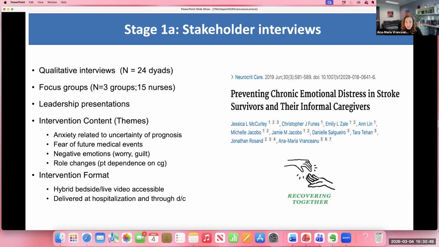We also landed on an intervention format that would be hybrid, so that we would start at bedside. If you think about it, we were working with dyads going through a traumatic event, being in the ICU. After discharge, because discharge is very rapid, we wanted to address transition, and we focused on switching to live video intervention. Again, helping deliver interventions from hospitalization through discharge.